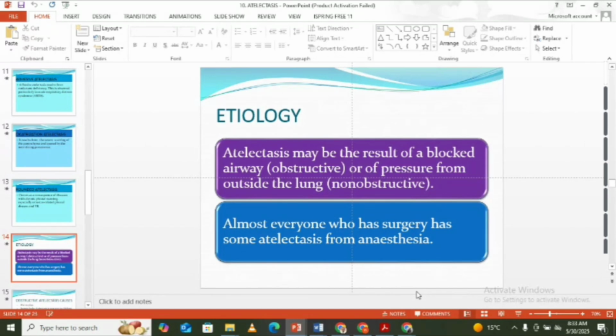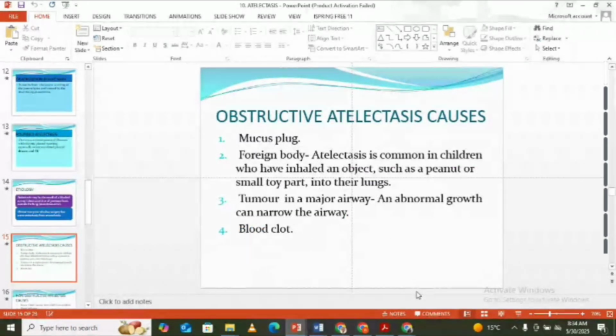So usually atelectasis will result from blocked airway, that's obstruction of the lungs, or from pressure from outside the lungs. That's the non-obstructive atelectasis. Atelectasis can mostly be seen in those patients who have undergone any form of surgery.